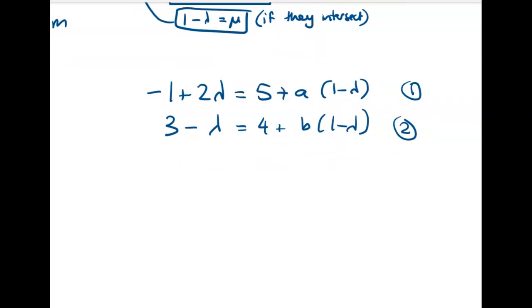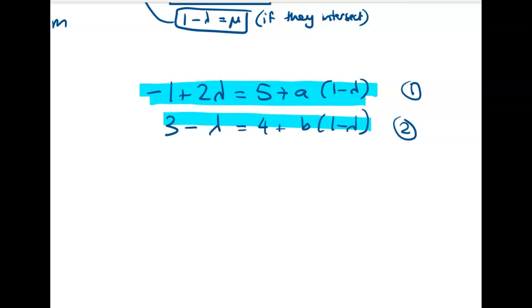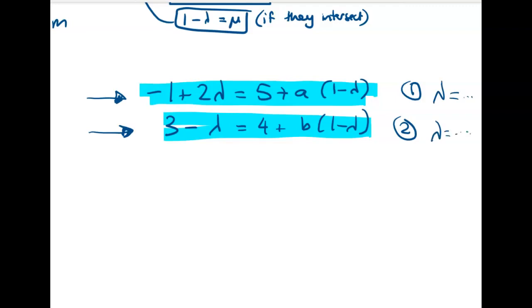So equation 1 is going to give me what? Well, just think about where I'm going to go with this. In this equation, I've got lambda in a, and in this equation, I've got lambda in b. So I'm going to get an expression for lambda in terms of a here, and an expression for lambda in terms of b here. And if there's an intersection, those two lambdas have got to be the same. In other words, I'm going to take each equation, muck around with it, and make lambda the subject.